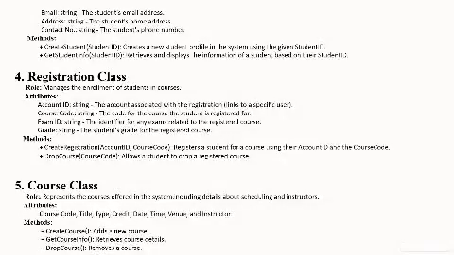And the final class of this system is course class, which represents a course offered in the system, including details about scheduling and instructors. And the attributes include course code, title, type, credit, date, time, venue, and instructor. And the methods include create course, which adds a new course to the system, and get course information, which retrieves detailed course information.